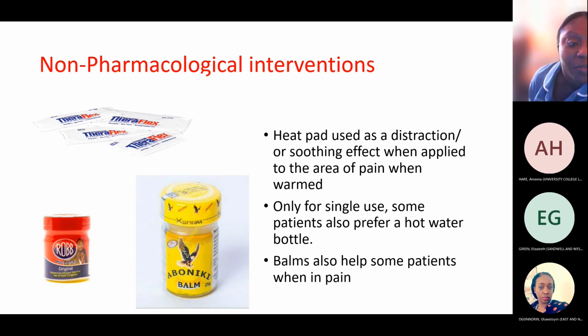Some of them may also find watching stuff on their phone as a distraction. It can be all sorts of things, so I do really encourage that as well. And also, we have a few patients who use balms as well.